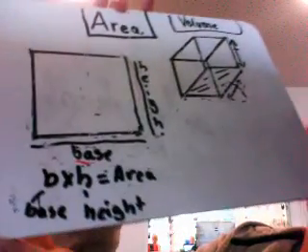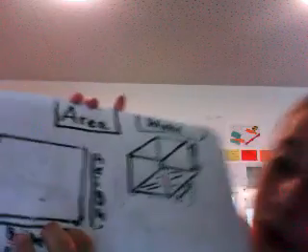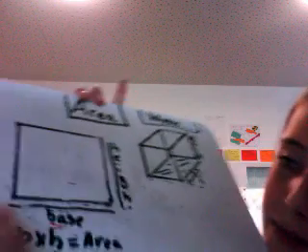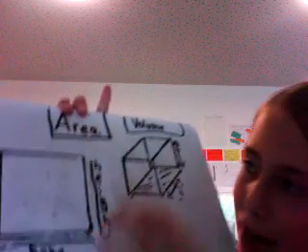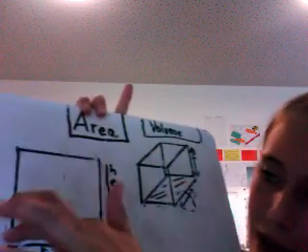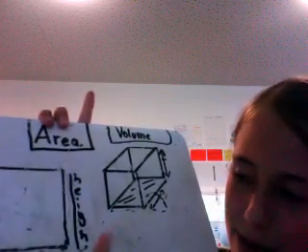B means base, and H means height. So it actually means base times height. And B times H is just a shortcut. See, it's base times height. I already wrote that here. That's the base here, and that's the height. And now you have to multiply these, because B times H equals area.